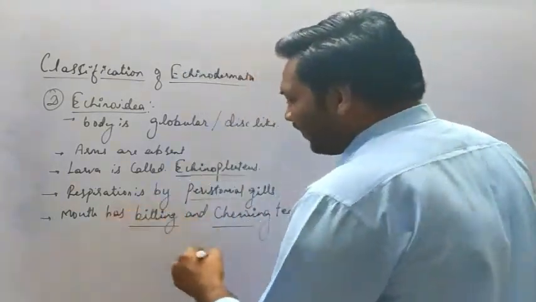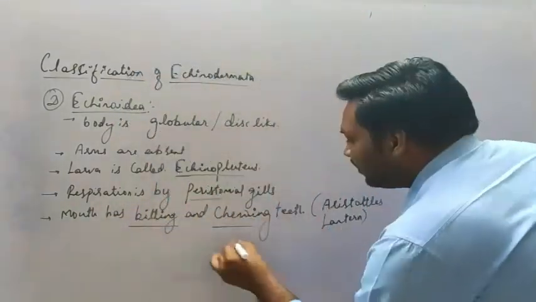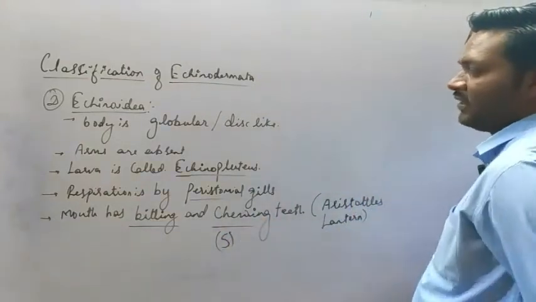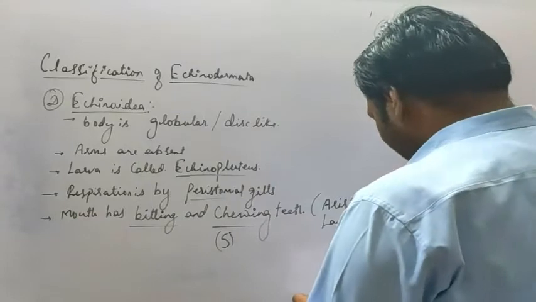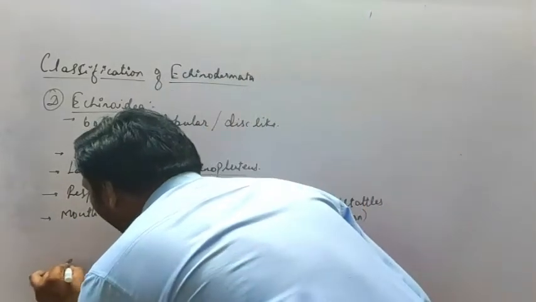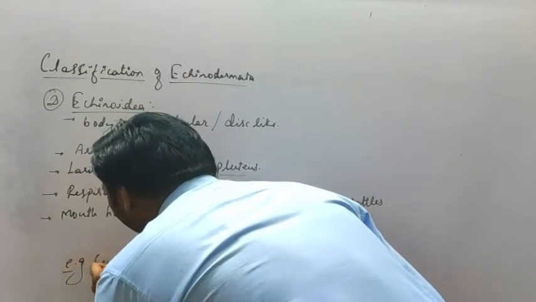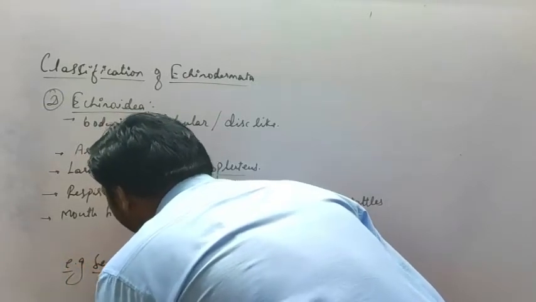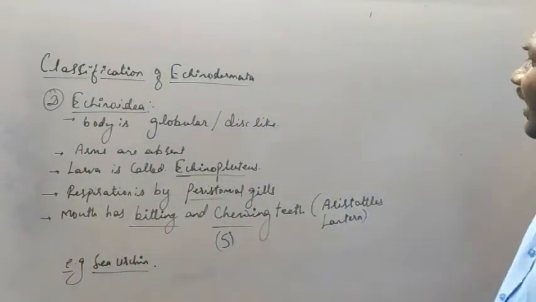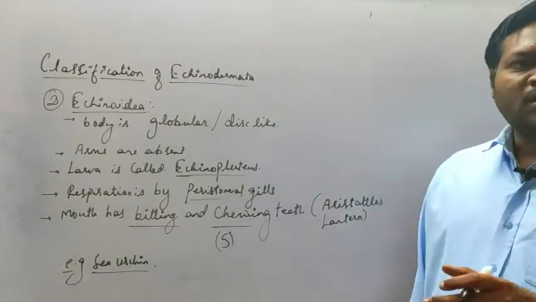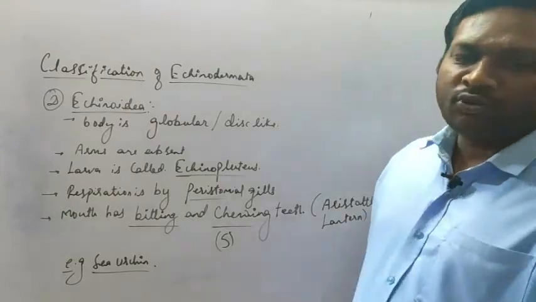Okay. The number of teeth found in these animals is 5. And the example is sea urchin. Okay. For diagrams, I will give you the diagram after the lecture. So I will give the pictures of the diagram that you have to draw in your notebook.